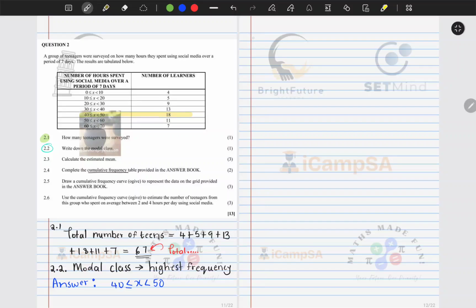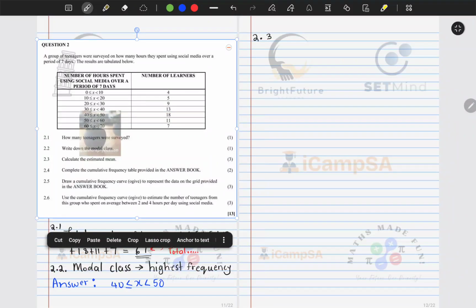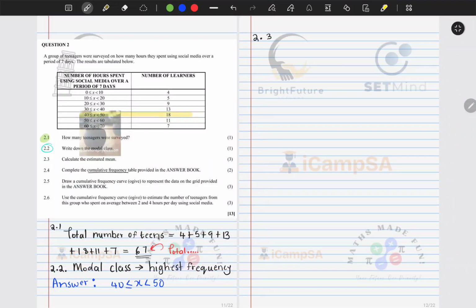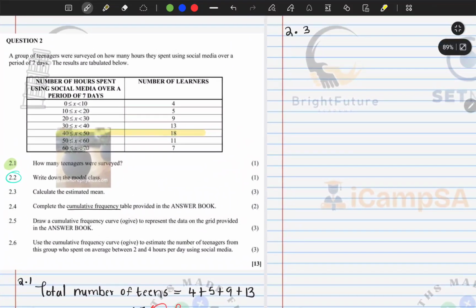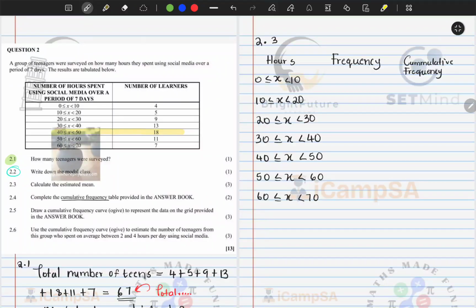of the above table. So 2.3. Let's go ahead. What I'm going to do is quickly redraw this table and populate it. Between 0 and 10, the frequency we are supposed to have is 4, then we have a 5, and then 9, and then 13, then 18, and then 11, and then 7.